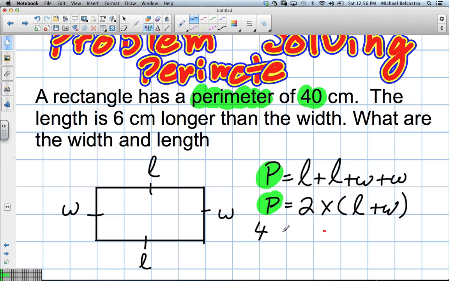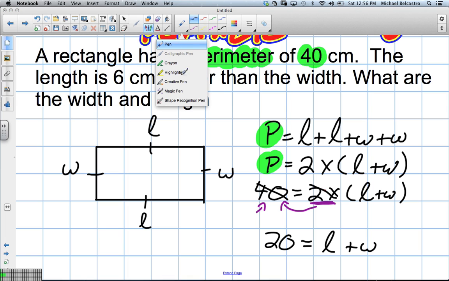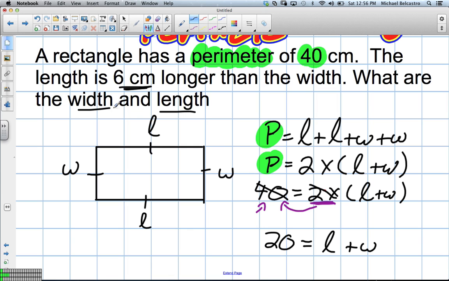So 40 is equal to 2 times (the length plus the width). In other words, when we say 2 times, this gives us information about this number. We've taken a number and multiplied it by 2 to get 40. 20. That's right, 20 times 2 is 40. So we can get rid of this 2 times and this 40, and we'll just say 20 is equal to the length plus the width. And what's the other information they gave us? That the length is 6 centimeters longer than the width.